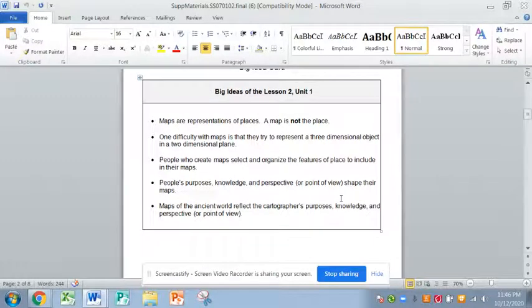Your big ideas for lesson number 2. Maps are representations of places. A map is not the place itself. One difficulty with maps is that they try to represent a 3-dimensional object on a 2-dimensional plane, which we saw with the beach balls, the fruit, the balloons last lesson. People who create maps select and organize the features of place to include in their maps. People's purpose, knowledge, and perspective or point of view shape their maps. And maps of the ancient world reflect the cartographer's purpose, knowledge, and perspective or point of view.